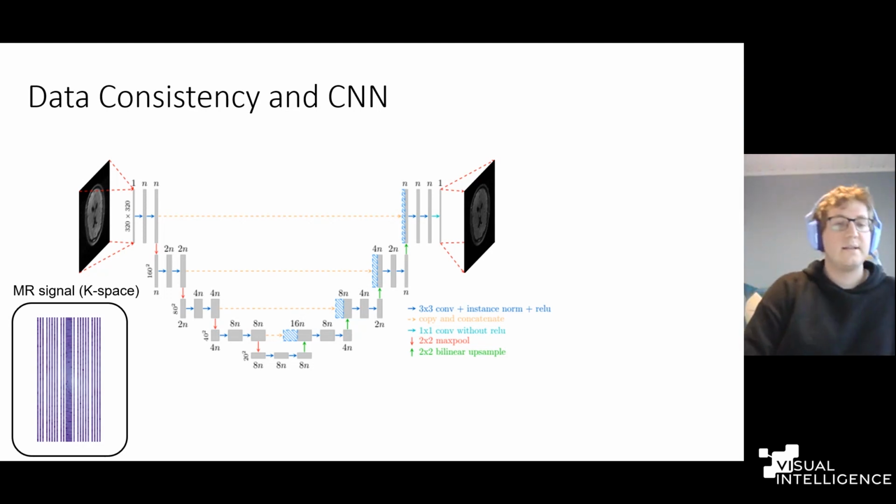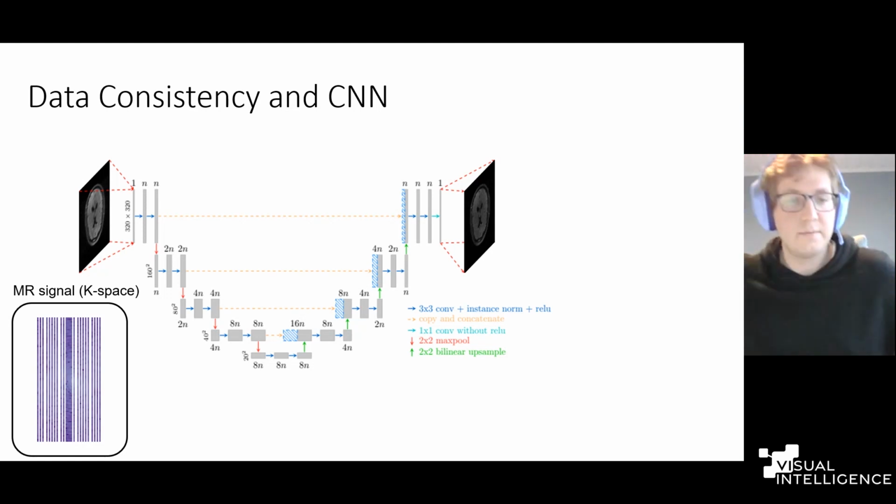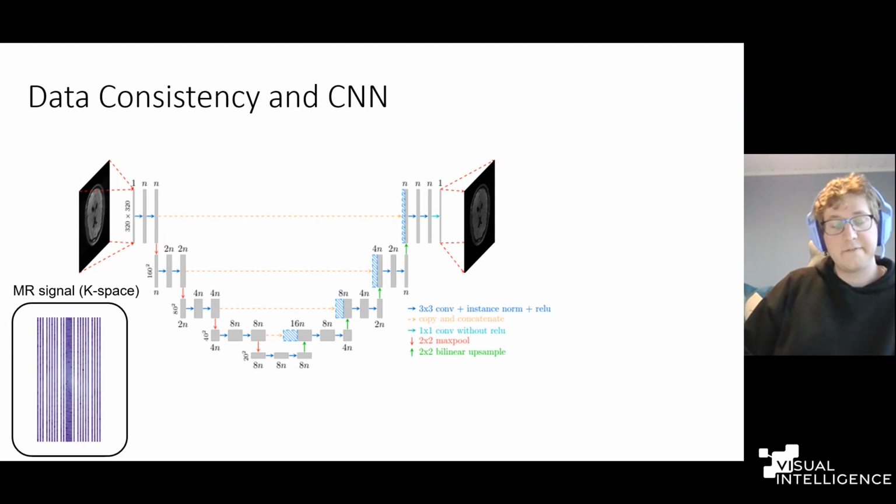And then we have the data consistency and the convolutional neural network part. So let's imagine you have an MR signal, the bottom left, known as K-space. And then you input the single coil image, so the complex image, into a model. And then it goes through the model, and then it outputs the corresponding complex coil image. That's the initial approach. That's the first approach that was done. So how does this differ?